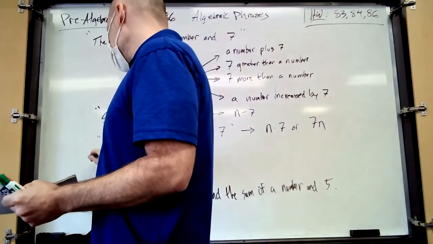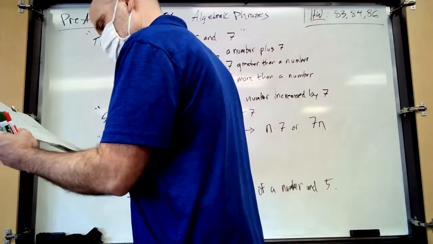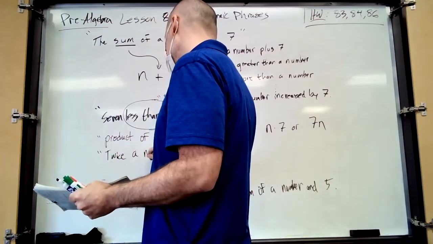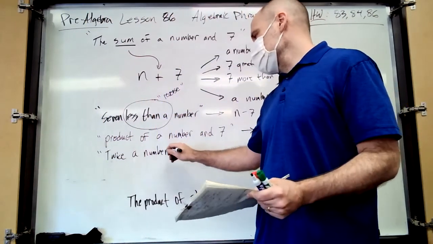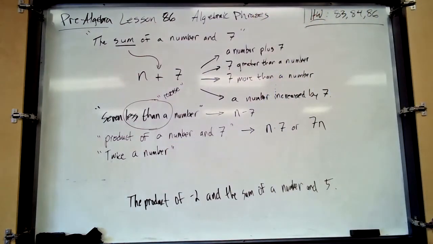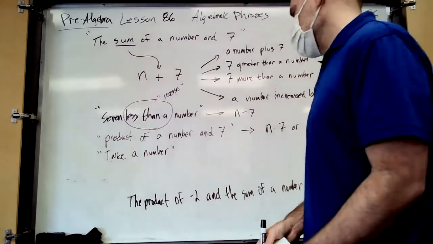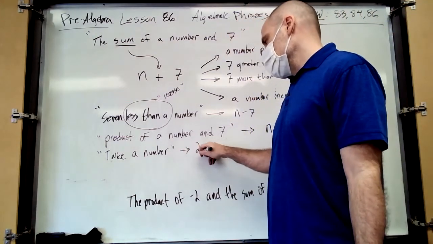All right, what about twice a number? How do you say twice a number? You multiply it by 2. Multiply by 2. If I'm twice your age, it's 2 times your age. Twice a number, 2n.